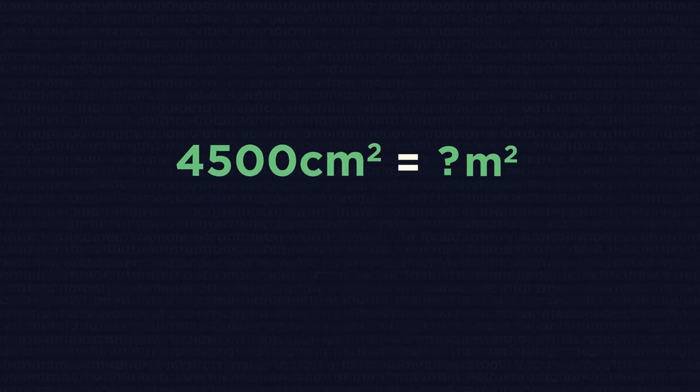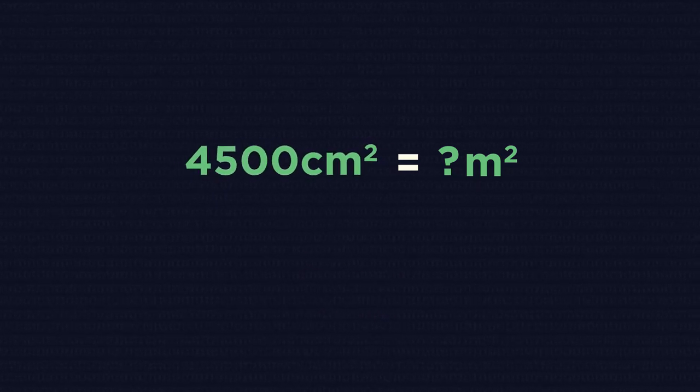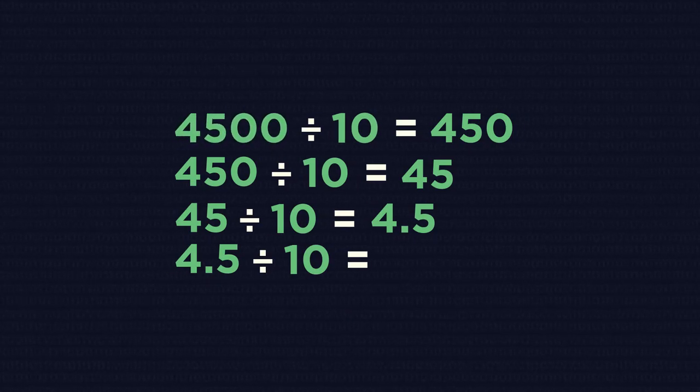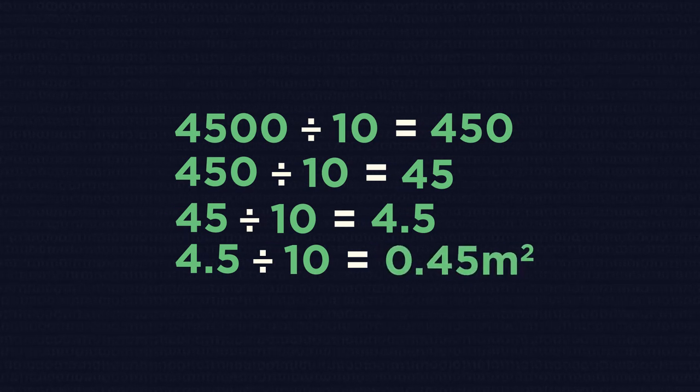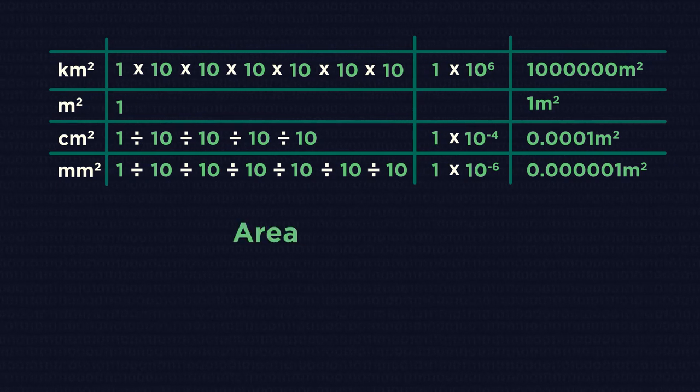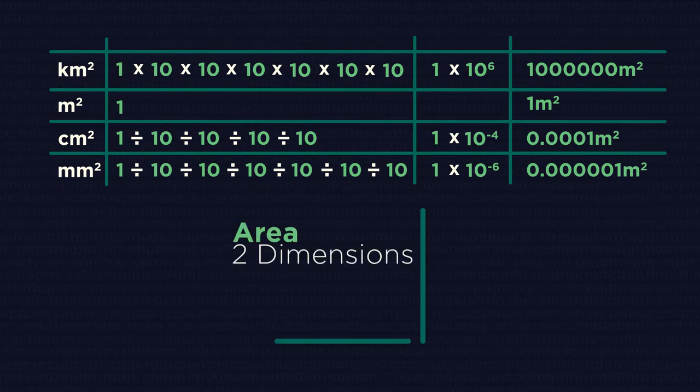To convert 4,500 centimeters squared to meters squared, we need to divide 4,500 by 10 four times. This gives us an answer of 0.45 meters squared. As you can see in this conversion chart, we can convert between each of the forms using powers of 10. This time, however, the powers of 10 for each conversion are double what they were for lengths. This is because area is found by taking lengths in two dimensions.